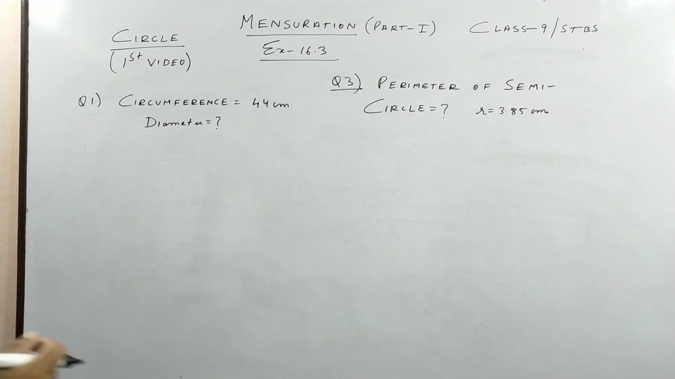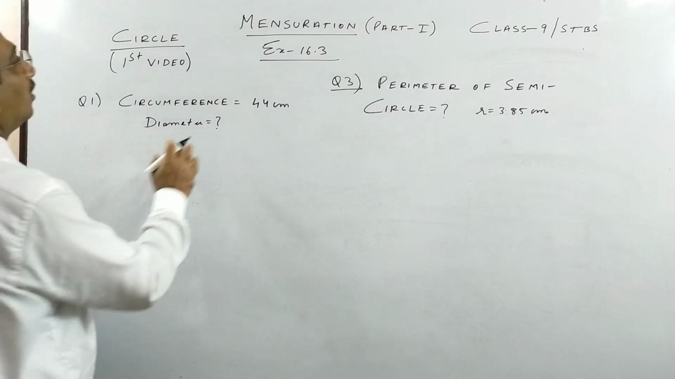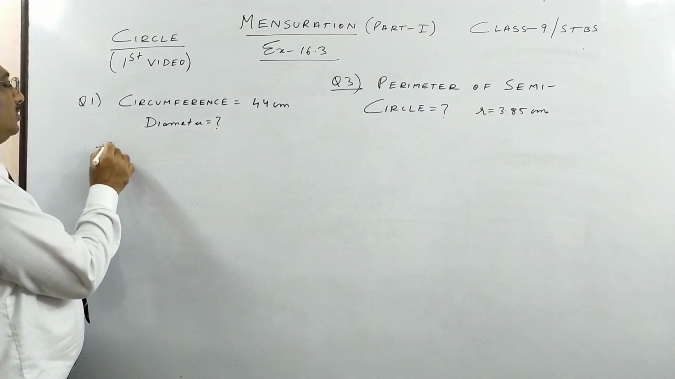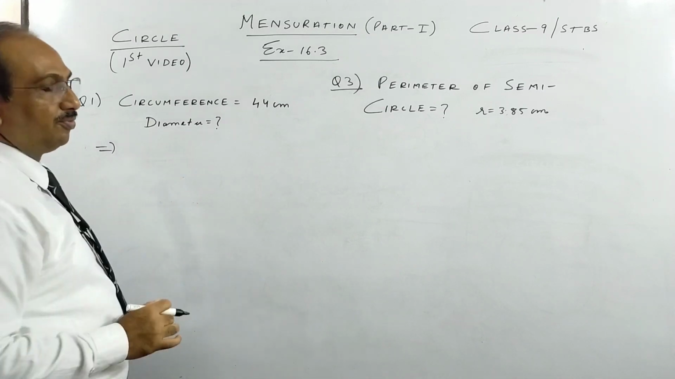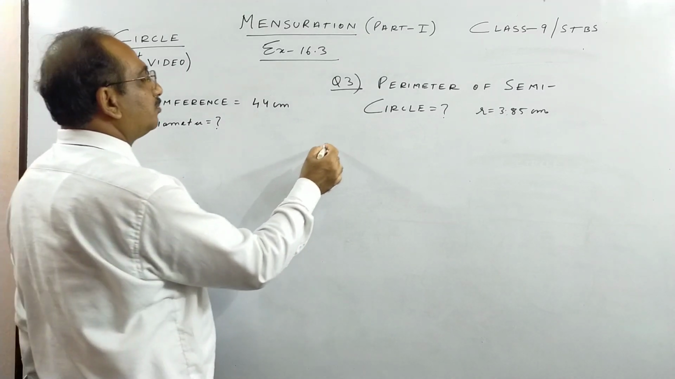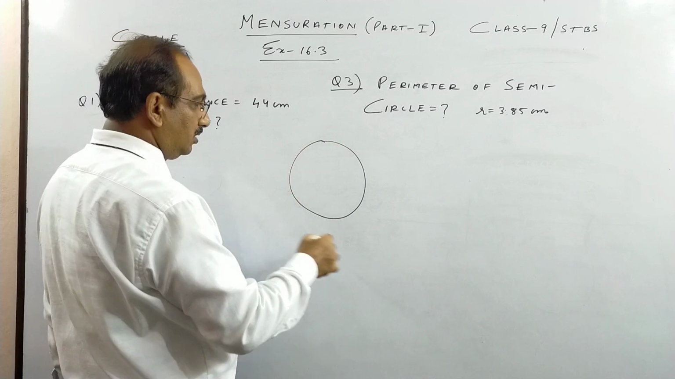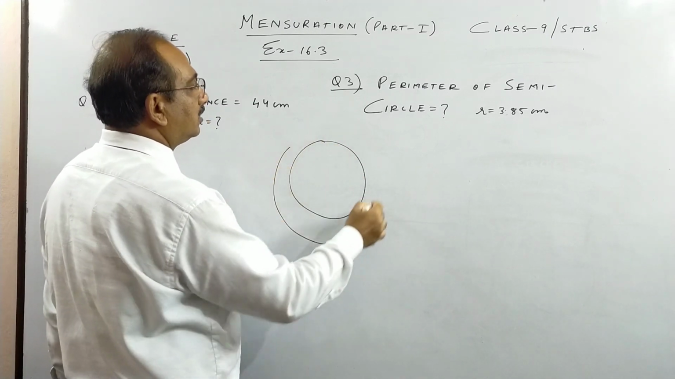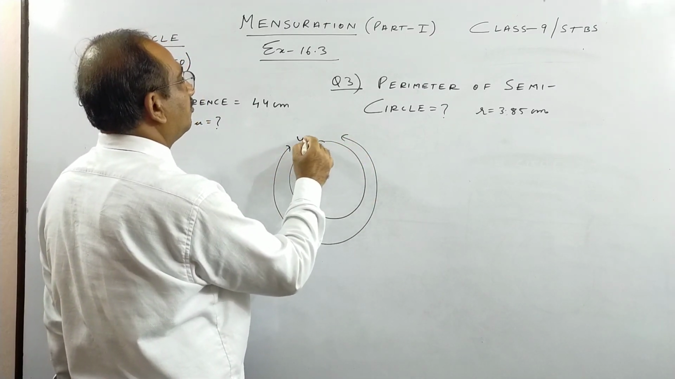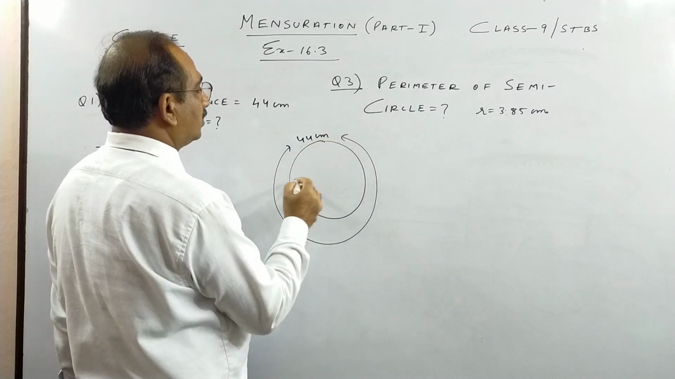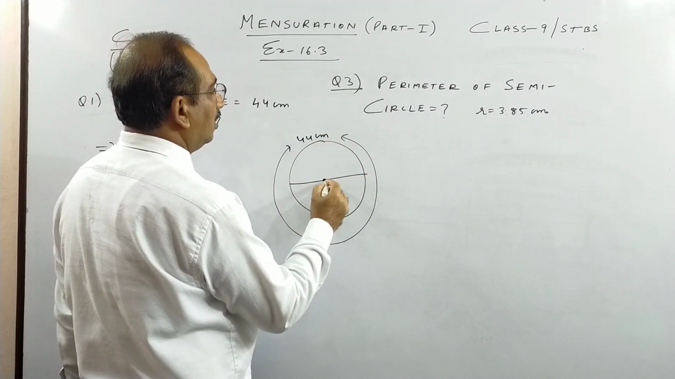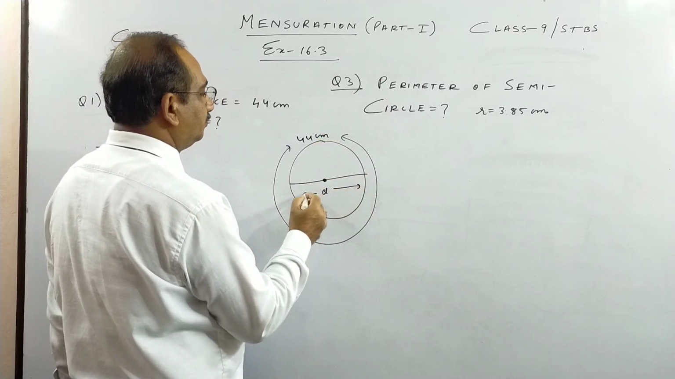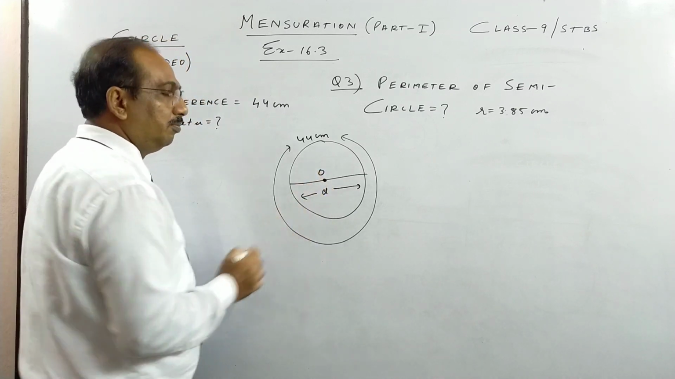Next we move on to exercise 16.3 from M.L. Agrawal's book. I start with number 1. The question is, the circumference is given, children, and we have to find the diameter. Circumference means this full distance is given. It is 44 centimeter, and we have to find the diameter.